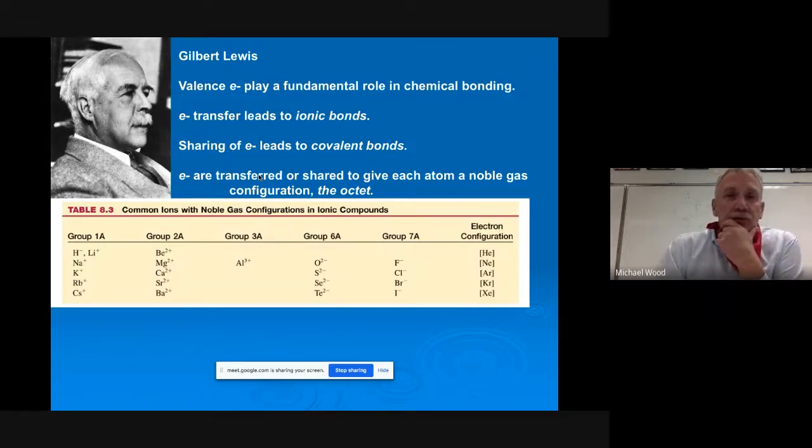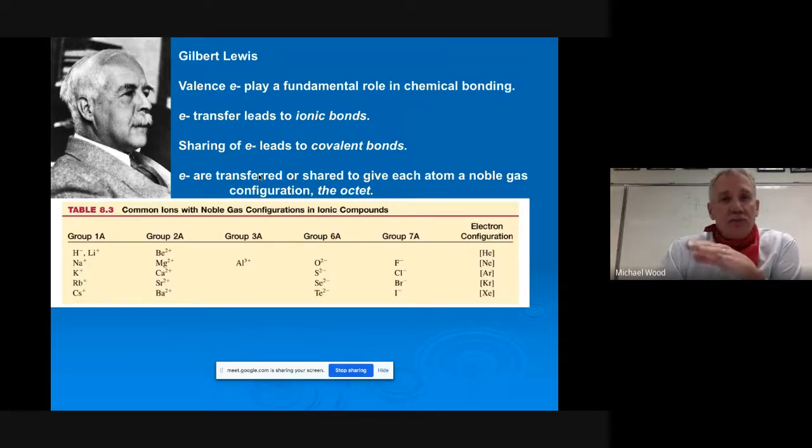So here again, review. Ionic bonds are when electrons are actually transferred from one element to the other. And sharing of electrons leads to covalent bonds. And electrons are transferred or shared to give each atom a noble gas electron configuration.